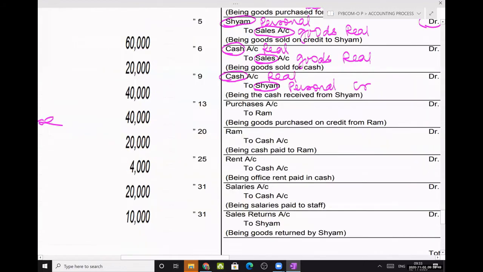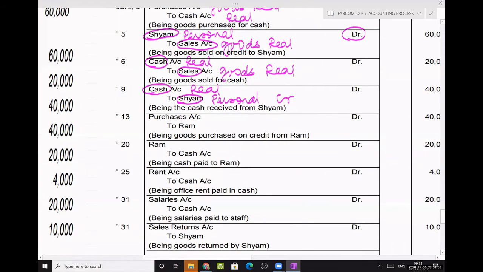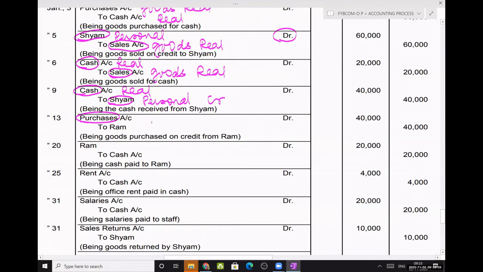Okay. So which two things are important then? Goods is important and Ram is important because it's a credit purchase. So purchase means what? Purchase of goods. Debit what comes in? Ram. Who's Ram? Ram is a personal account. So credit the giver.